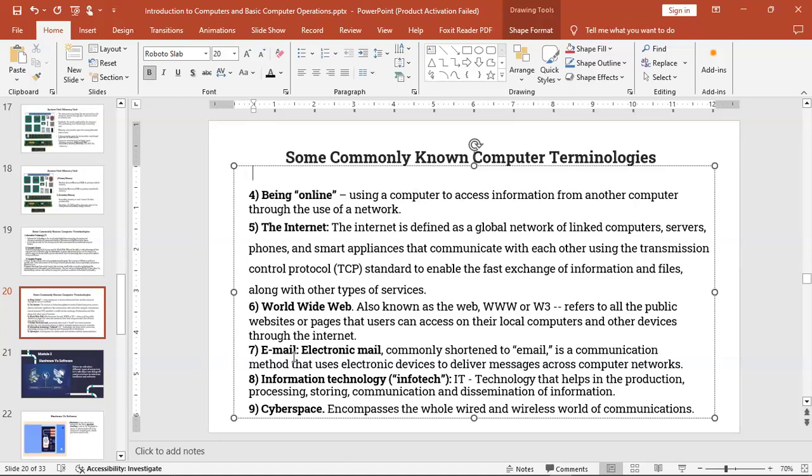Email also, which means electronic mail. Can we ask this kind of simple question? What is an email? Commonly shortened to email, it's a communication method that uses electronic devices to deliver messages across computer networks. So we have a lot of email services, like Gmail and Yahoo Mail. I think they are also on Outlook. There are lots of them, but the most common are Gmail and Yahoo.